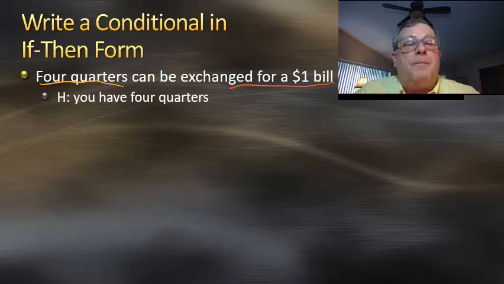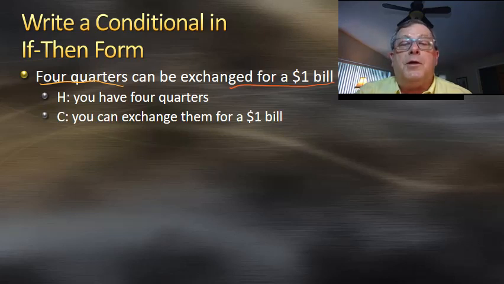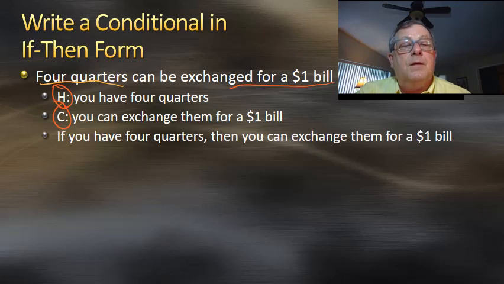So then we could develop a hypothesis that you have 4 quarters. Obviously, if 4 quarters can be exchanged for a $1 bill, you must have 4 quarters. And if you do, you can exchange them for a $1 bill. That would be our conclusion. And we use a little H and a C to signify whether it's a hypothesis or a conclusion. Now, let's rewrite this as an if-then statement. So, if you have 4 quarters, then you can exchange them for a $1 bill. All right, that's not too bad.